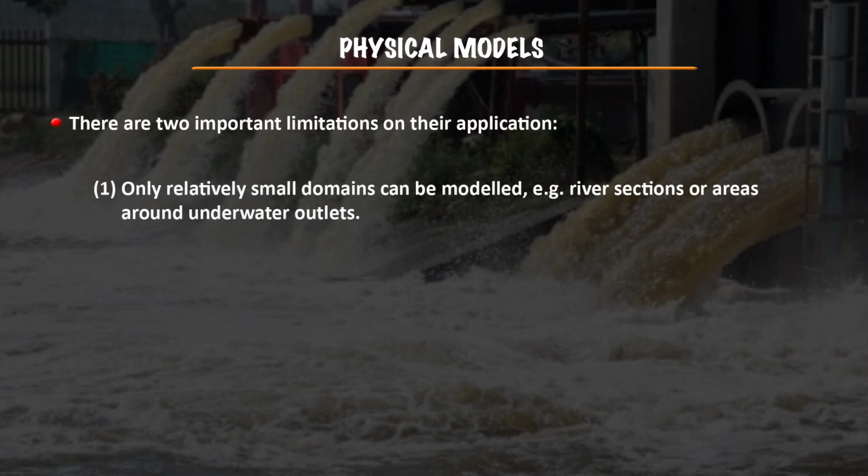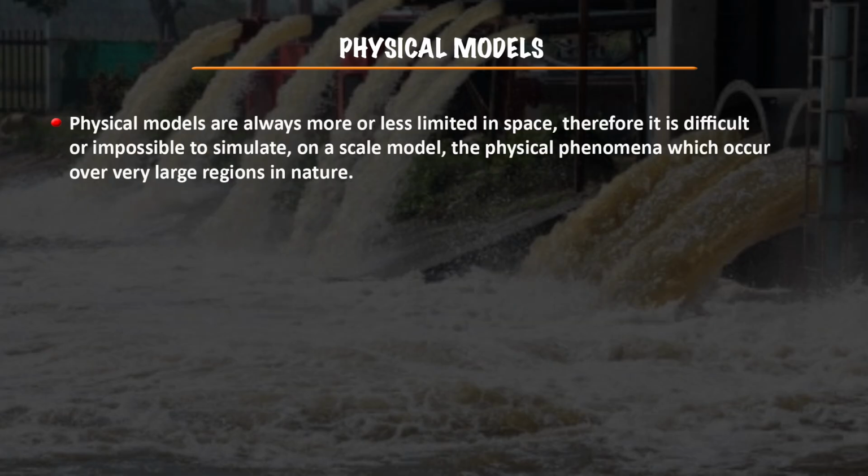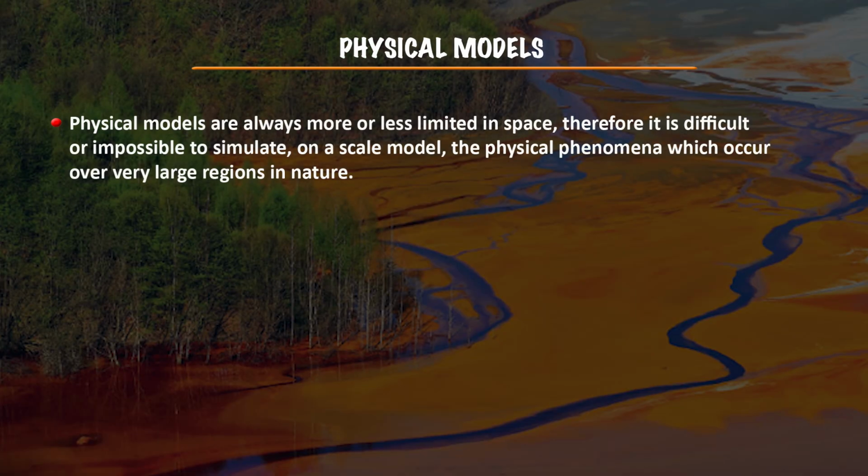One is that only comparatively small domains can be modeled, for example river sections or the areas around underwater outlets. The second is that generally only hydrodynamic circulation can be simulated on scale models, and therefore their applications are more in the field of hydraulics, that is river and coastal engineering, than in the area of water quality studies. Physical models are always more or less limited in space, therefore it is very difficult, and sometimes impossible, to simulate on a scale model the physical phenomena that occur over very large regions in nature.